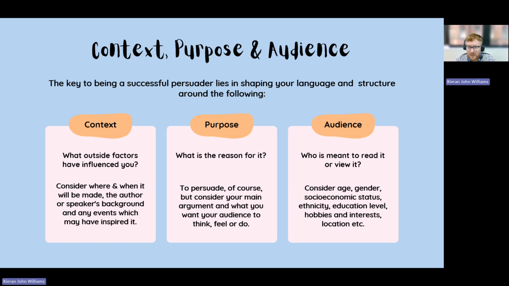Let's consider purpose. Ask yourself, what do I want my audience to think, feel, or do? Do I want them to just agree with me? Do I want them to take action? Or do I want them to simply see things differently?